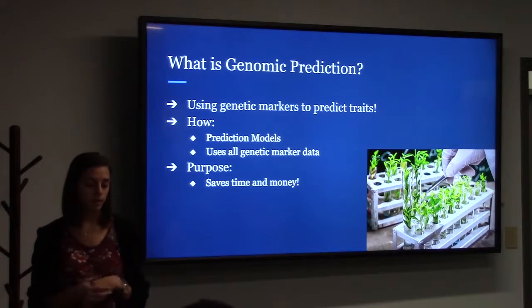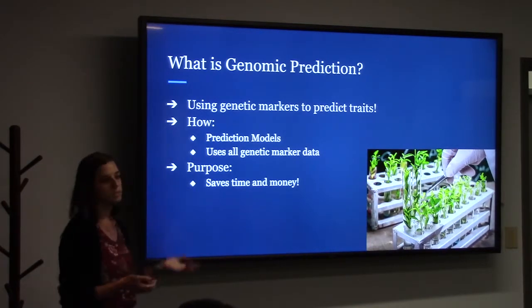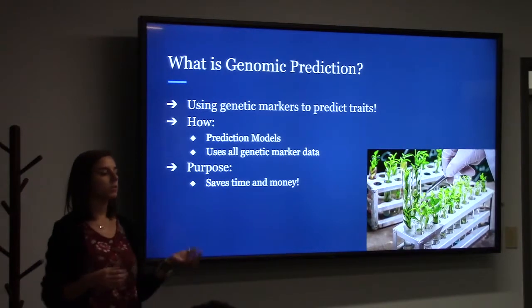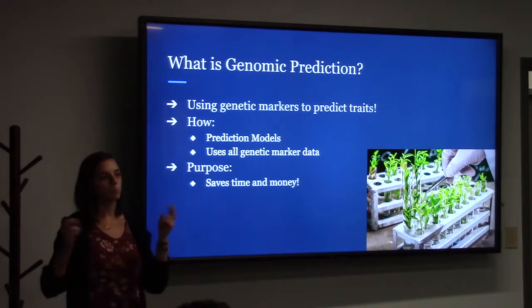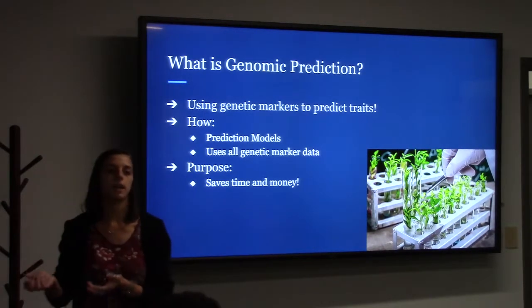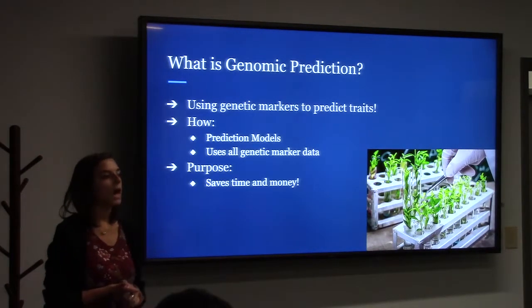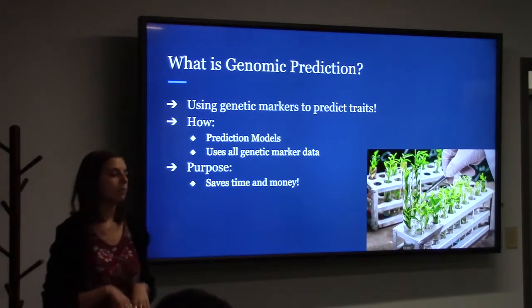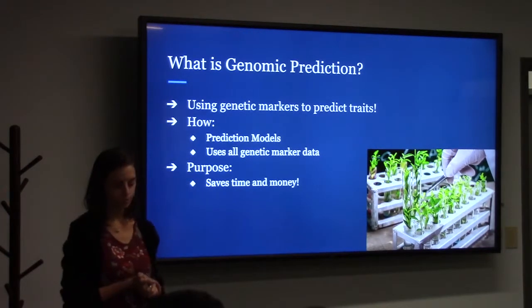The reason we like to do this is because it saves plant and animal breeders a lot of time and money. Plant and animal breeders are typically looking for some optimal trait. So let's say they're trying to optimize the height of a plant. Having this program before they actually do the breeding process quickens up all the work that they have to do.